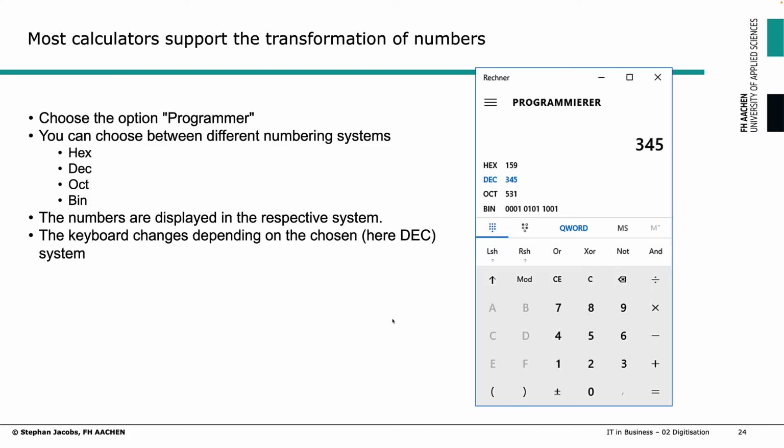Most calculators support the transformation or the calculation of these numbers. However, you have to go into a programmer's mode. If you have the Windows calculator, then you simply in the options can choose programmer and you can calculate with hexadecimal, decimal, octal or binary numbers. And octal just uses 8 digits. And the same is true for the calculator on the Mac.